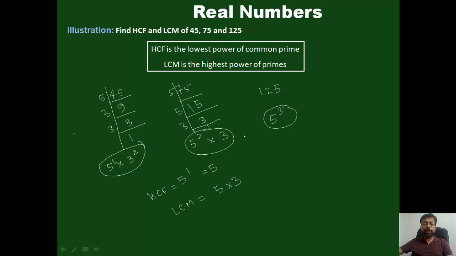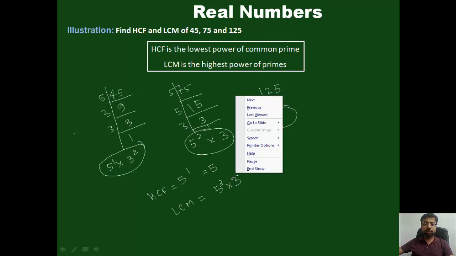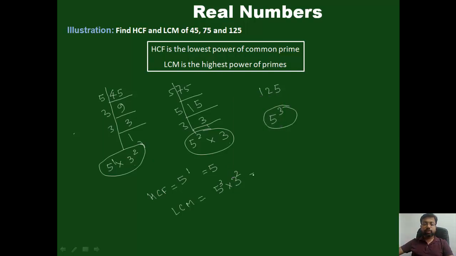So all the primes in these three numbers are 3 and 5. And what is the highest power of these primes? The highest power of 5 is here, so it's 5 to the power 3. And what is the highest power for 3? It's 3 square. So LCM is going to be 5 cube into 3 square, which is 125 into 9. So what does it turn out to be? 1125. So the LCM is going to be 1125.